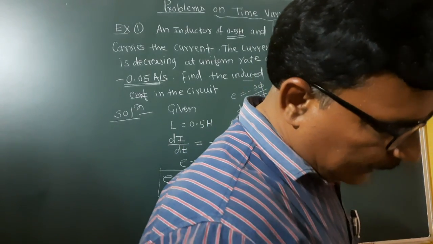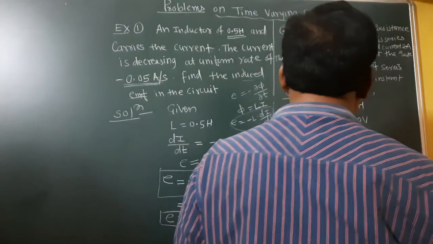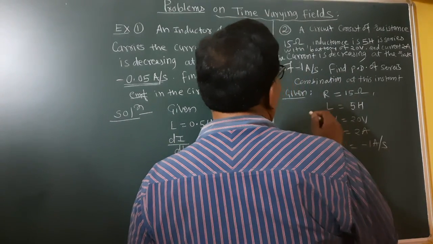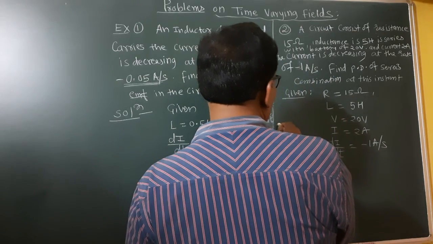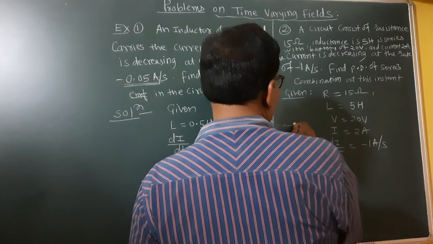First of all, we have to find the EMF across the series circuit. We have to know that here there is a resistance, then an inductance.